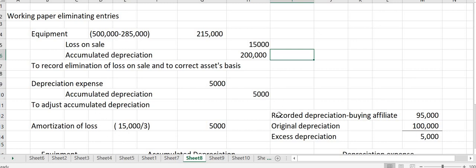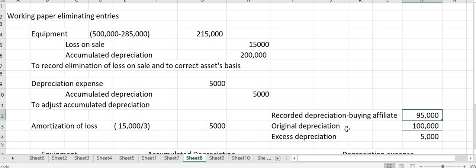Kasi, the recorded depreciation ng buying affiliate is 95,000. But, di ba, its original depreciation is 100,000. So therefore, kulang ang depreciation by 5,000. That's why we are to add depreciation expense by 5,000. Okay, so to bring back the balance of the depreciation expense, or to have the balance of the depreciation expense 100,000, which is actually the original depreciation.